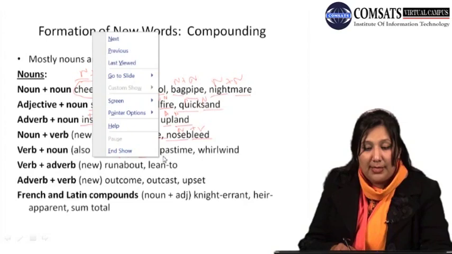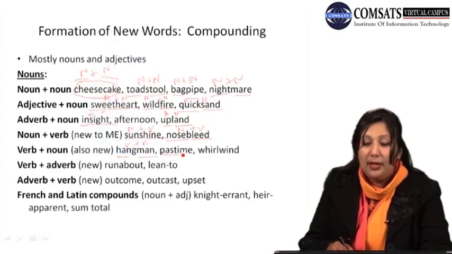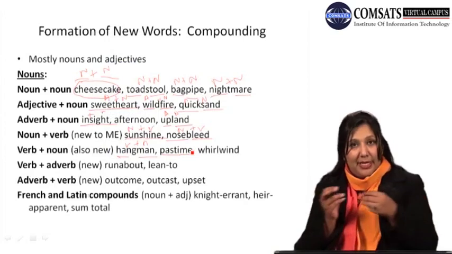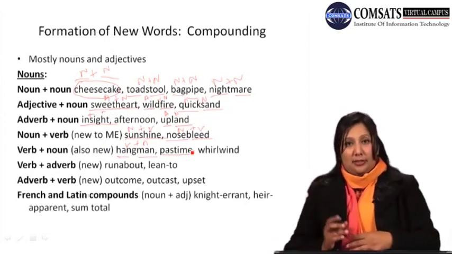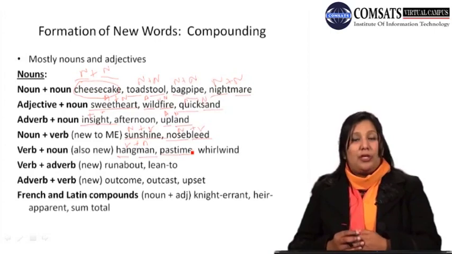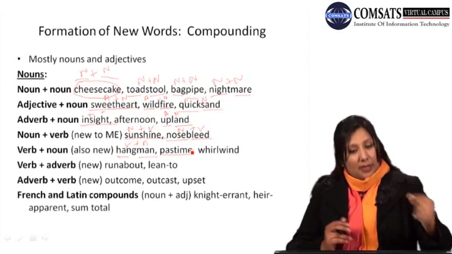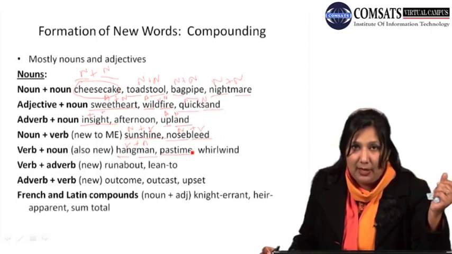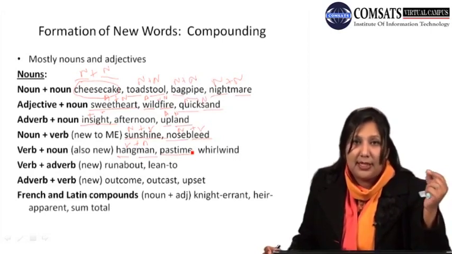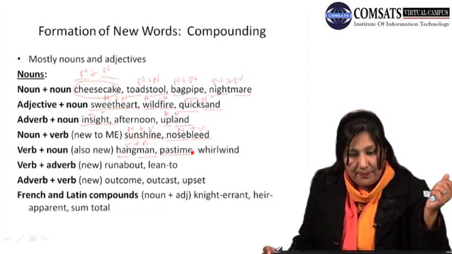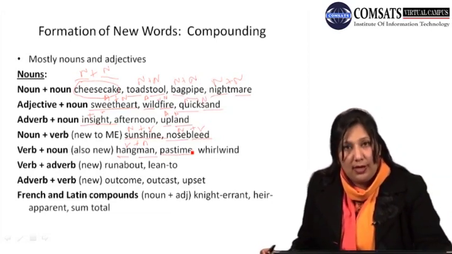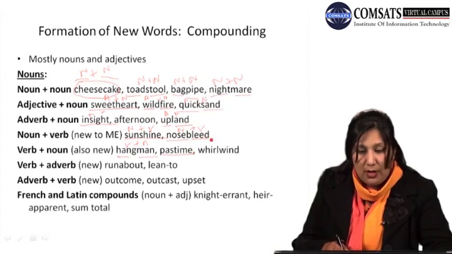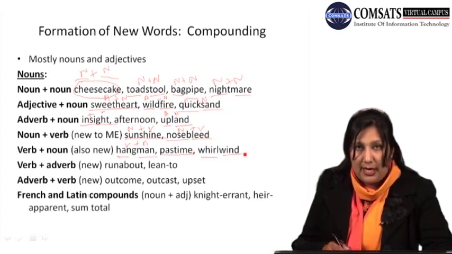Pastime. The word pastime: past and time. Actually, it's an assimilated word where the repetition of double T was not allowed. So only one T is written in pastime, and past is a verb and time is a noun. It collectively makes a compound word, that is pastime. The next is whirlwind. Whirl is a verb and wind is a noun. It's a combination of verb plus noun.